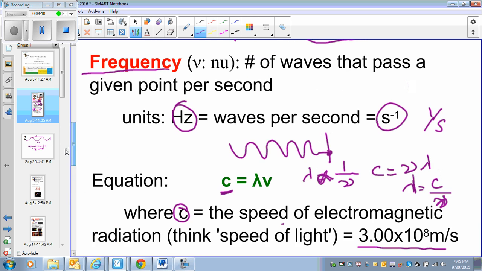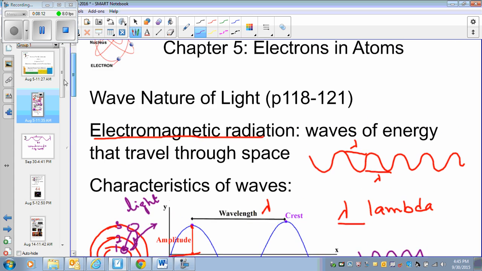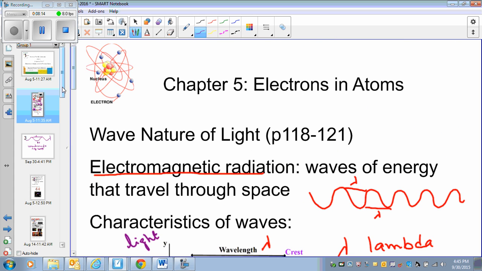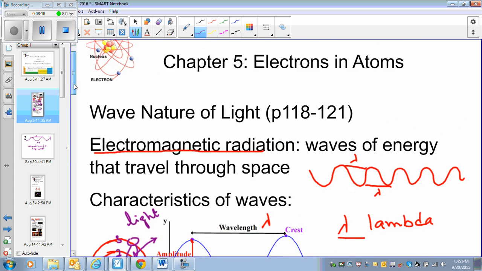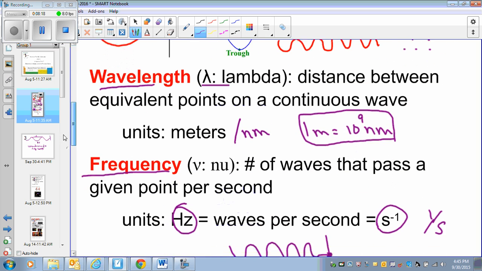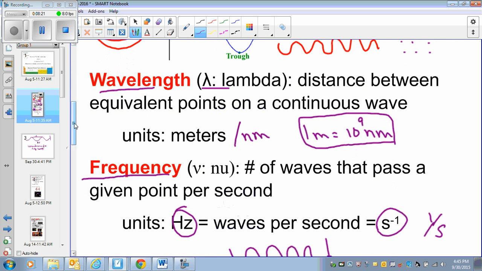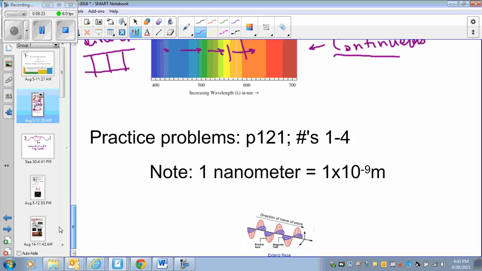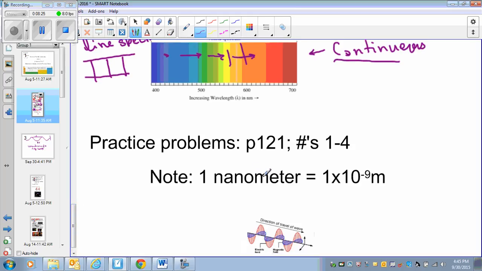So here is the wave nature of light, the light that comes out when an electron jumps from a higher energy level to a lower energy level. We talked about the wave nature of light. What you need to do is go to page number 121 and do practice problems 1 through 4. I gave you the relationship that 1 meter equals 10 to the 9 nanometers, or vice versa, 1 nanometer equals 10 to the minus 9 meters.